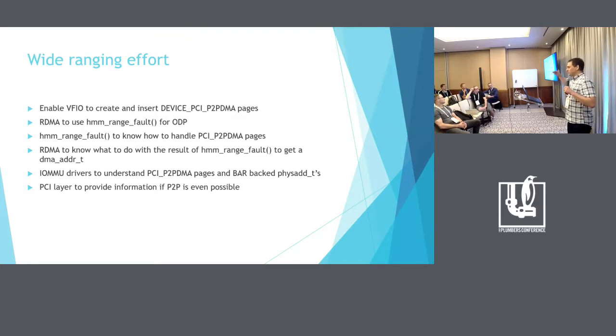Okay, struct pages. So where were we going next? Here's the general sequence of things as I see it in terms of trying to get patches out there. Don is working on a VFIO patch to allow VFIO to do its bar pages with the device P2P. So instead of PFN map, it switches to normal struct pages and their zone device P2P DMA pages. RDMA is getting pretty close to being able to use HMM range fault for its ODP thing. HMM range fault is kind of a parallel to get user pages.